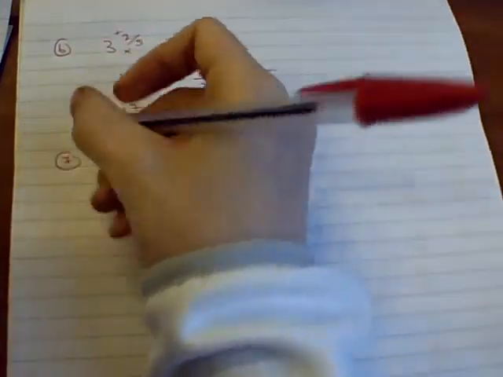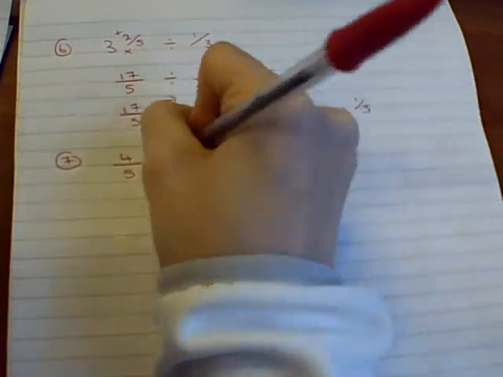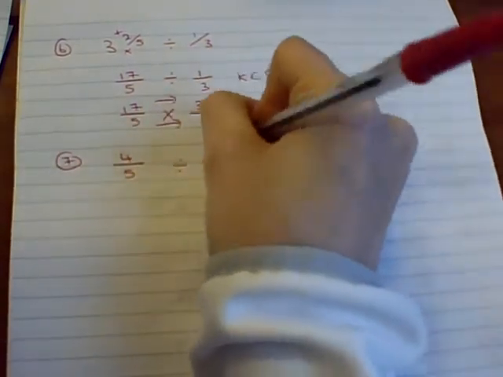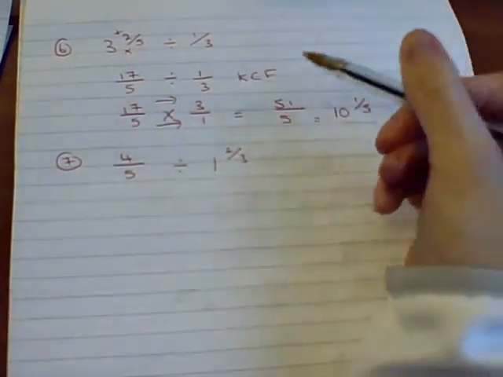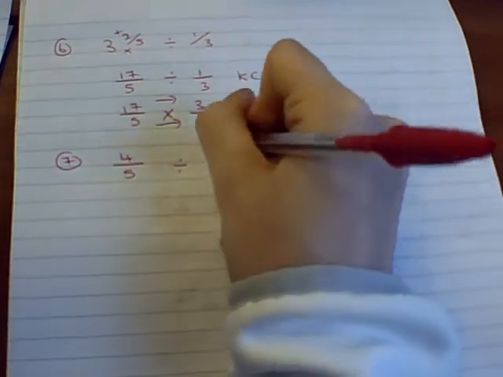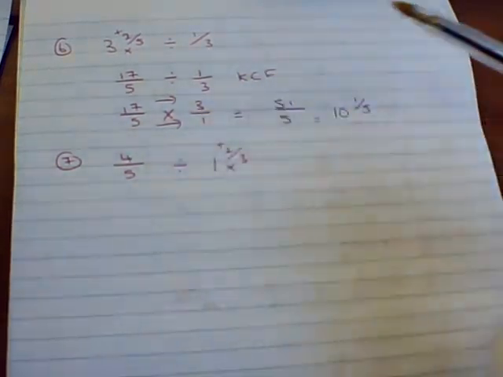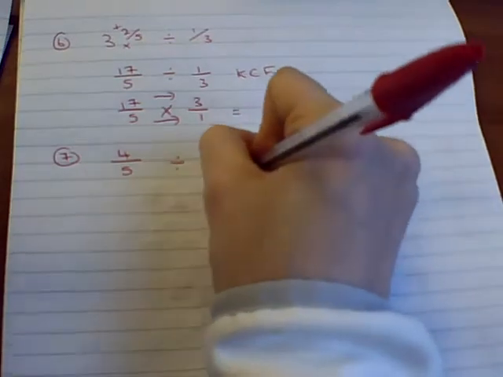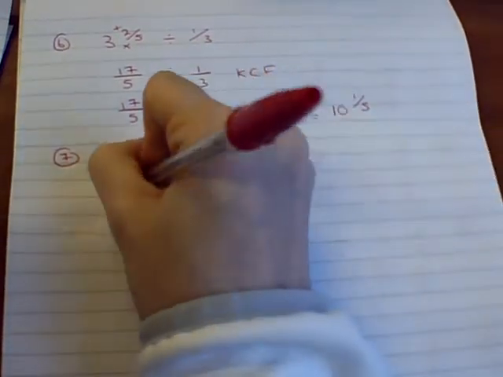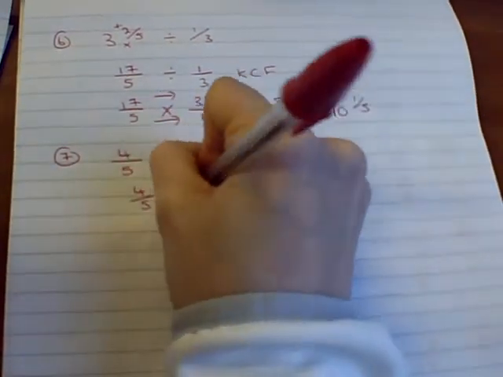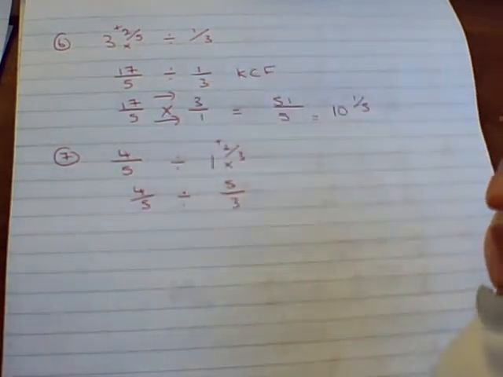And the last example, 4/5 divided by 1 2/3. Again, change your mixed fraction to improper. 3 times 1 is 3, add 2 is 5/3. So it's going to be 4/5 divided by 5/3.